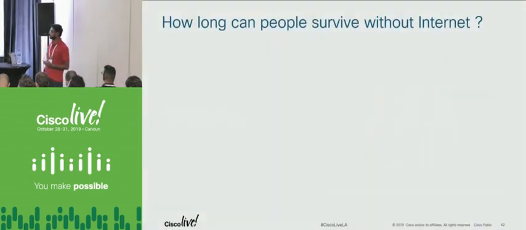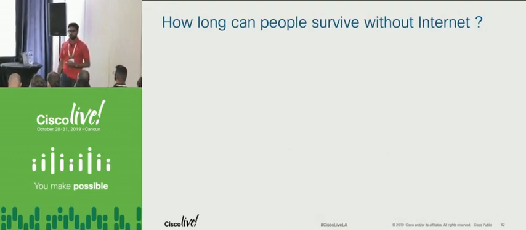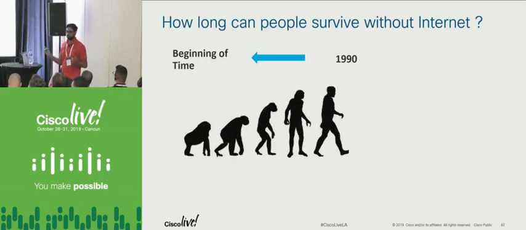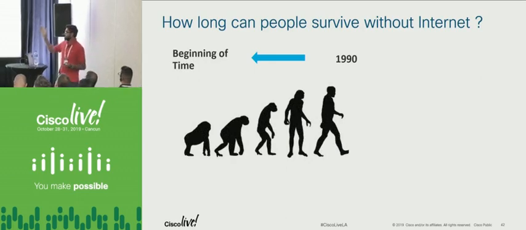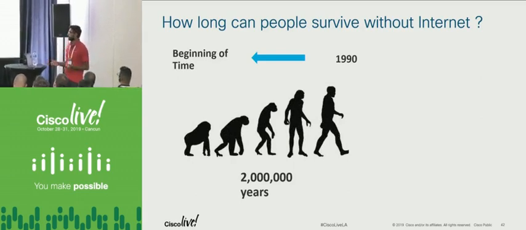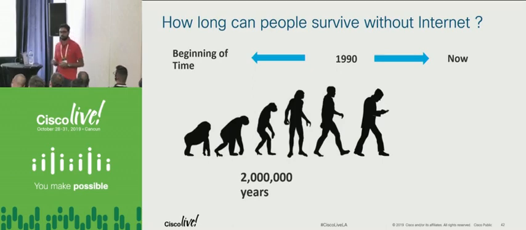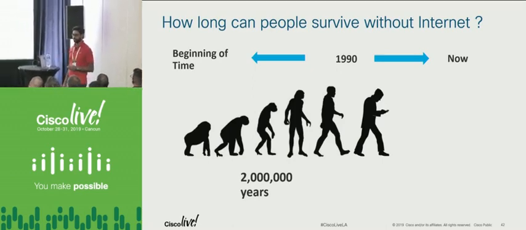So let's actually start with an interesting poll. There was actually a poll on how long can people survive without the internet. So the baseline was set to be 1990. That's because before 1990, internet wasn't available at homes, and before that, the tolerance time through evolution was 2 million years, because no one cared about network connectivity or internet. So 1990 till now, does anyone want to take a guess how much tolerance you have for loss of network connectivity? How long can you survive without internet?